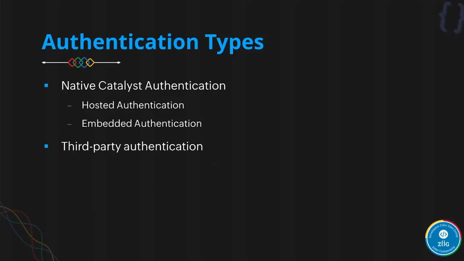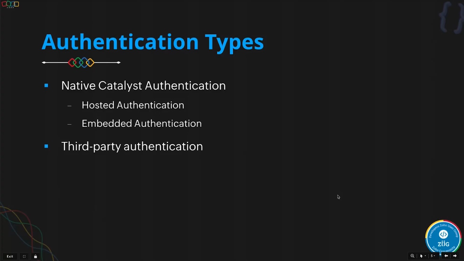Catalyst offers flexibility through a bunch of different authentication methods. You can choose native Catalyst authentication, which includes both hosted and embedded login types, or opt for third-party authentication providers like Google or Zoho or Microsoft. Each method is easy to set up directly from the console, and you just need to remember that you'll at least need one authentication method in place before you can start adding users to your application.